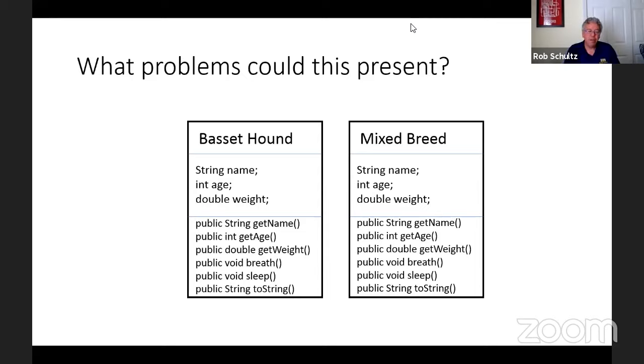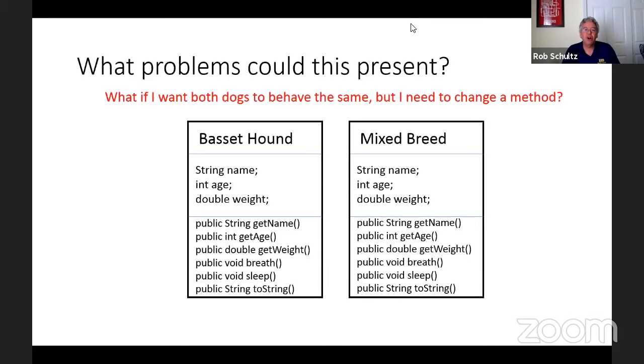I know you can't answer back, so I'm asking hypothetically. To me, the biggest question would be, what if I want both dogs to behave the same, but I need to change a method? What if I decide I want to change my sleep method, but I still want both dogs to behave exactly the same? Well, now I've got duplicate code. I have to change the sleep method in the Basset Hound class, and I also have to change the method in the mixed breed class.